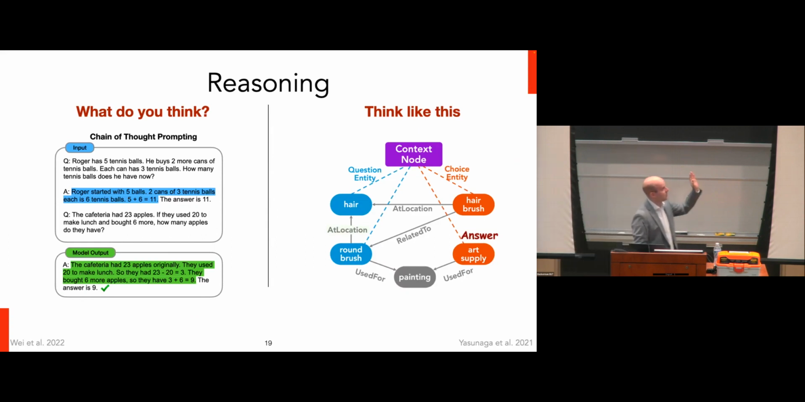The first is what I like to call the "what do you think" approach, which is we ask the model what it thinks. Chain of thought prompting is one way of doing this, where we tell it to think step by step and just tell us what it thinks about a particular problem that we give it. The second is what I like to call the "think like this" approach, which is we might give it some sort of symbolic structure, like a knowledge graph or a first order logic, and essentially give it the scaffold by which it could do reasoning.